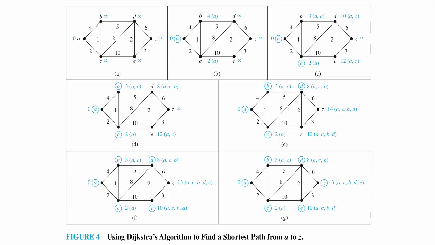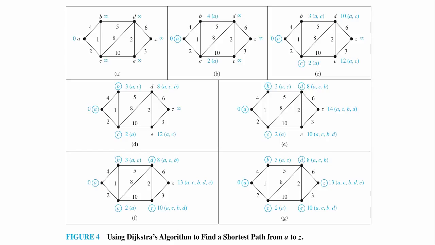At each iteration of the algorithm, the vertices of the set Sk are circled. A shortest path from A to each vertex containing only vertices in Sk is indicated for each iteration. The algorithm terminates when Z is circled, and we find that a shortest path from A to Z is A, then C, then B, then D, then E, and then Z with length 13. You can examine figure 4 to see how this path is identified.